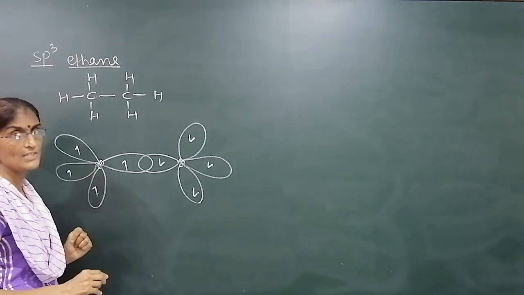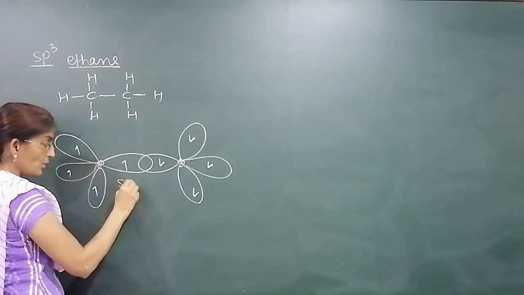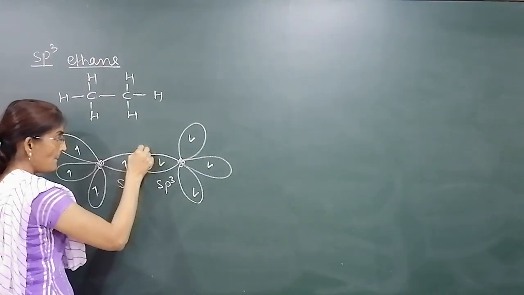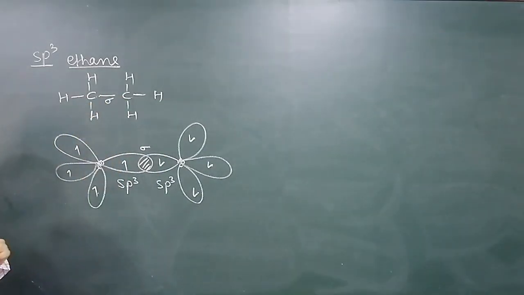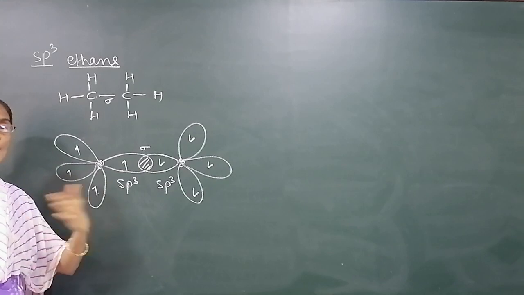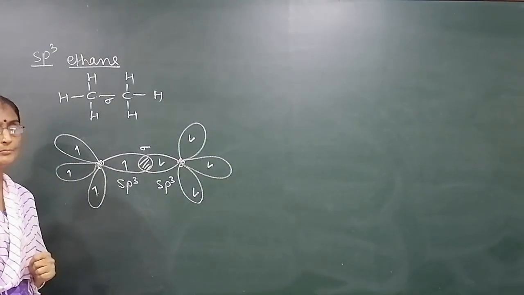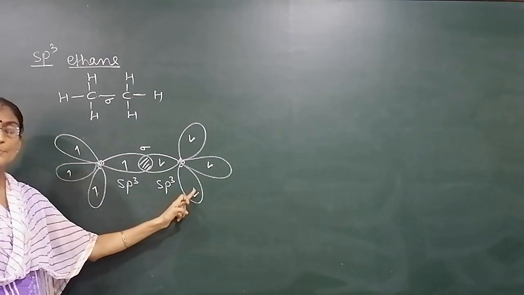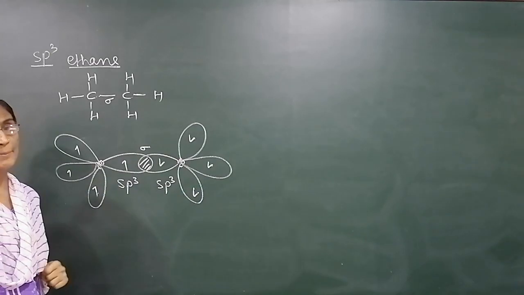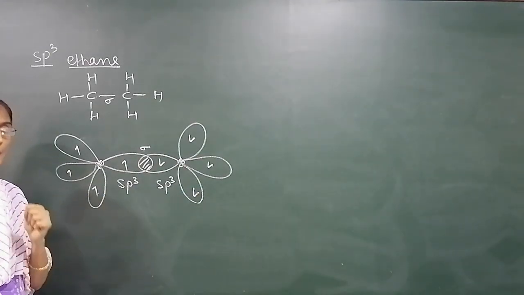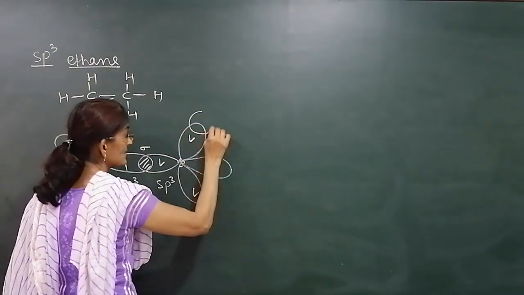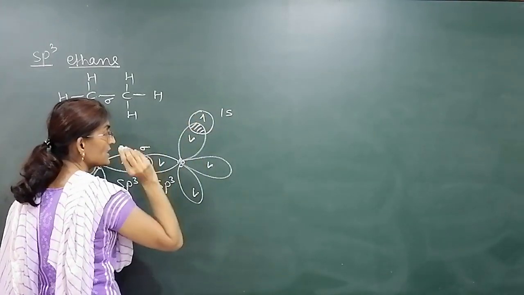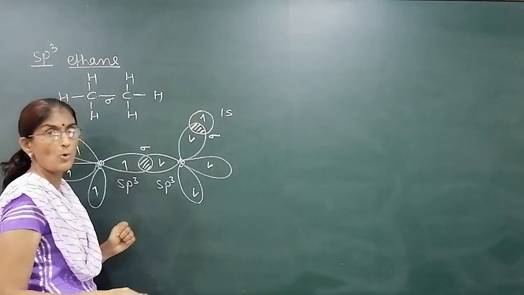Both undergo sp3 hybridization. Now, one sp3 hybrid orbital of one carbon and one sp3 hybrid orbital of the other carbon overlap and form a sigma bond. So this carbon-carbon sigma bond is formed by overlapping of sp3 hybrid orbitals of the two carbon atoms. Now, 3 sp3 hybrid orbitals of each carbon remain. They will overlap with atomic orbitals of hydrogen. This is the atomic orbital of hydrogen, a 1s atomic orbital having an unpaired electron with opposite spin, which overlaps and forms a sigma bond.